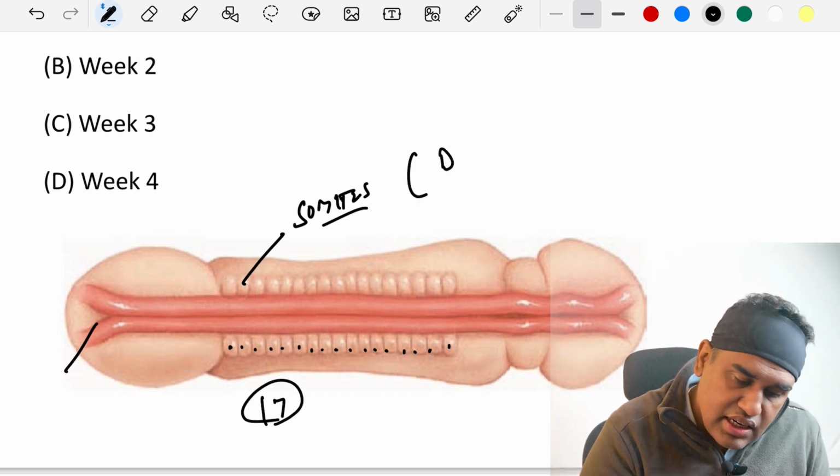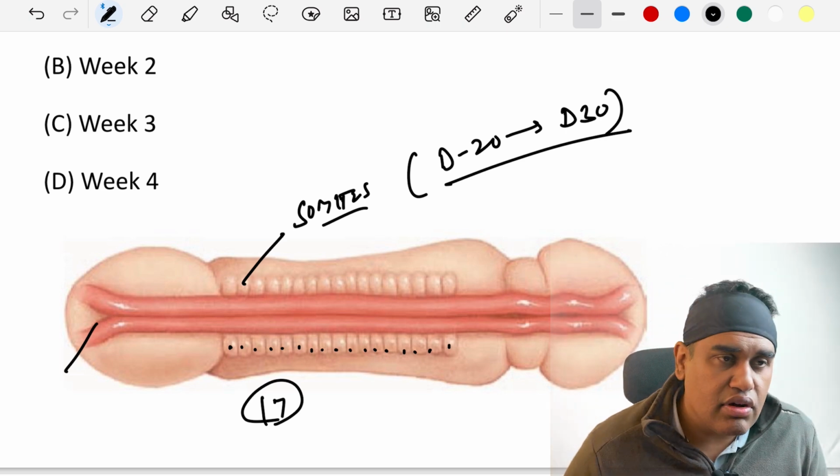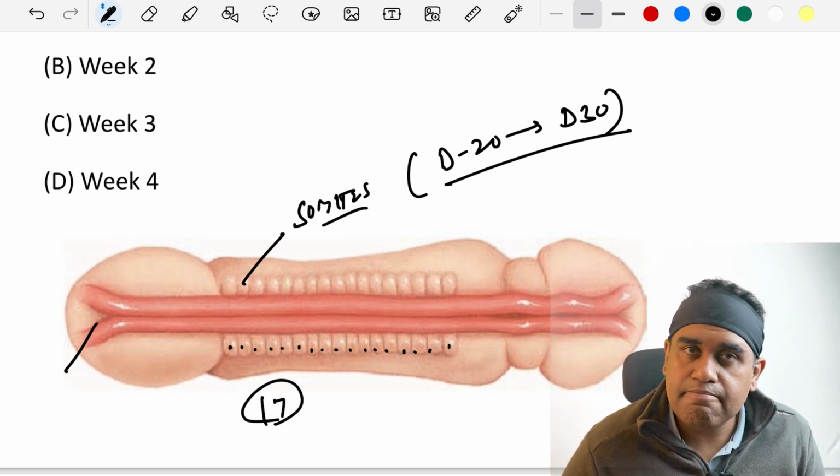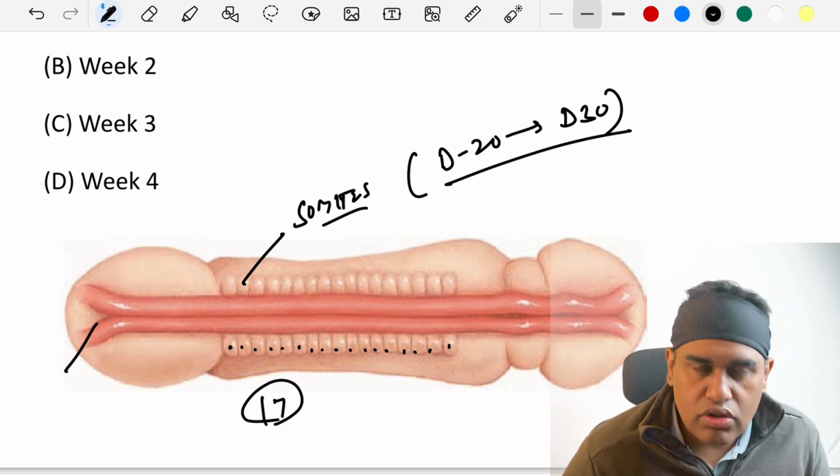The somite stage starts from day 20 and goes on for around 10-11 days, till day 30. It forms around 35 to 40 pairs of somites. So daily, around 3 to 4 pairs of somites are formed.